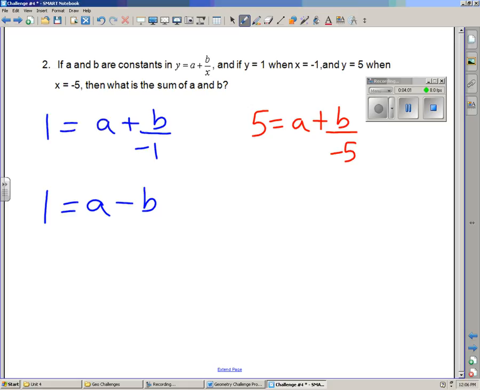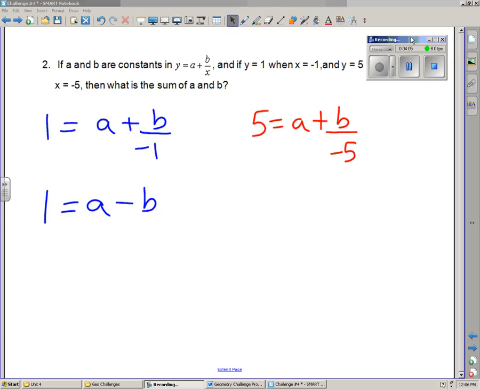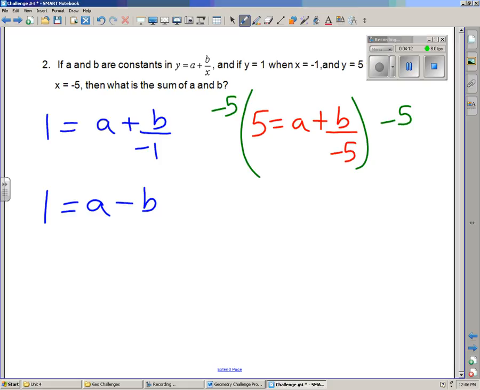I don't have any fractions. But in the second one, I do have a fraction. I want to get rid of this -5 in the denominator. So I know that I can multiply the entire equation through by a -5. What's going to come out here is -25 equals -5a plus b.